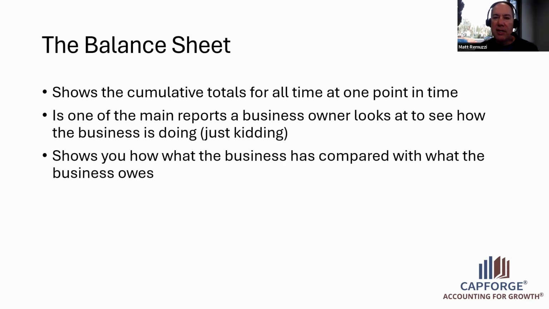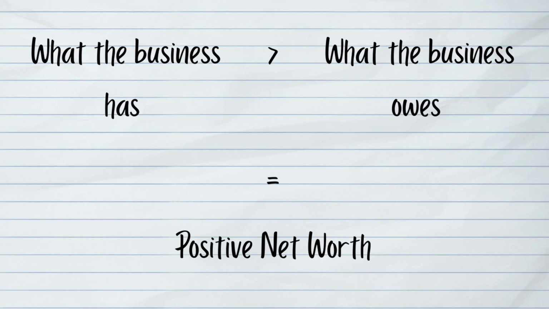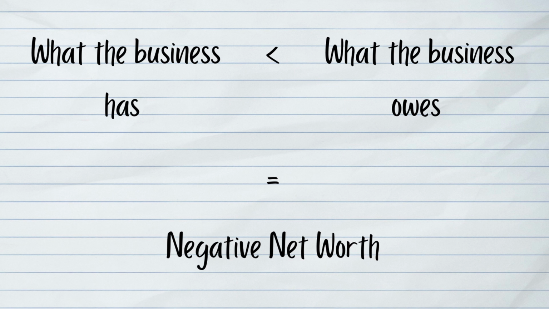The best way to think of it is to understand that it's basically showing what the business has compared with what it owes. And if it has more than it owes, then you've got a good business. It's got a positive net worth. If it turns out you owe more than you have, that's not so good. That means you have a negative net worth in the business.